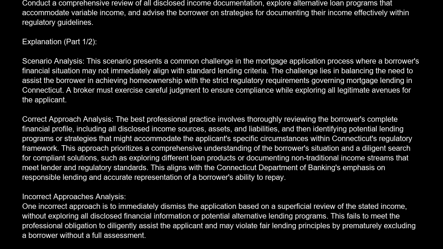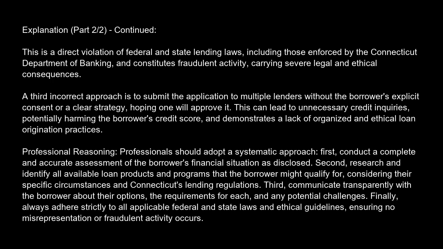Incorrect approaches analysis. One incorrect approach is to immediately dismiss the application based on a superficial review of the stated income, without exploring all disclosed financial information or potential alternative lending programs. This fails to meet the professional obligation to diligently assist the applicant and may violate fair lending principles by prematurely excluding a borrower without a full assessment. Another incorrect approach is to suggest the borrower misrepresent their income or employment status to qualify for a loan. This is a direct violation of federal and state lending laws, including those enforced by the Connecticut Department of Banking, and constitutes fraudulent activity, carrying severe legal and ethical consequences.